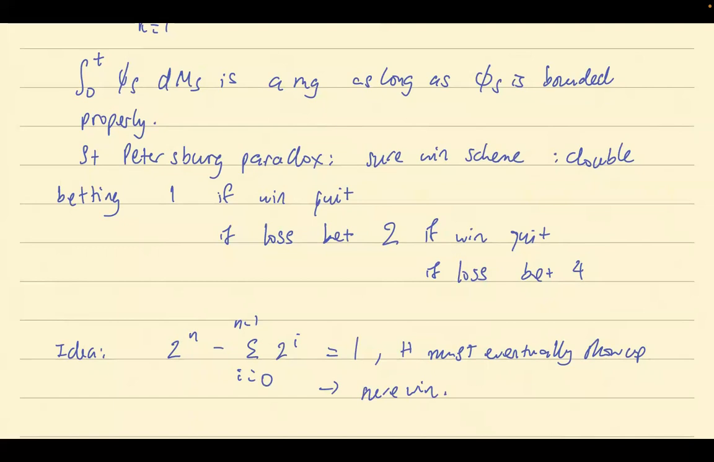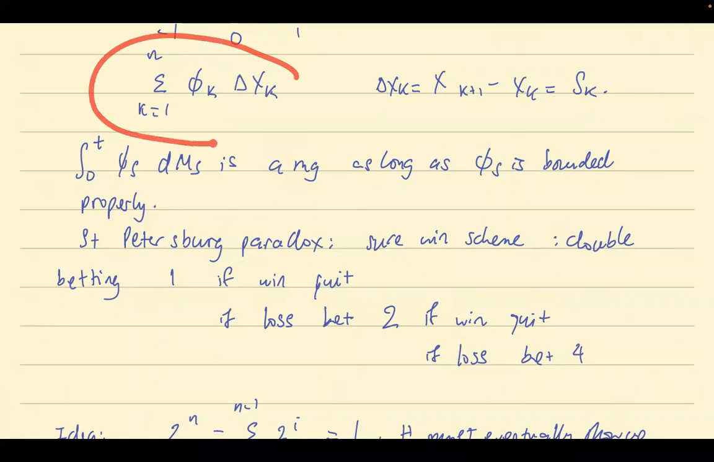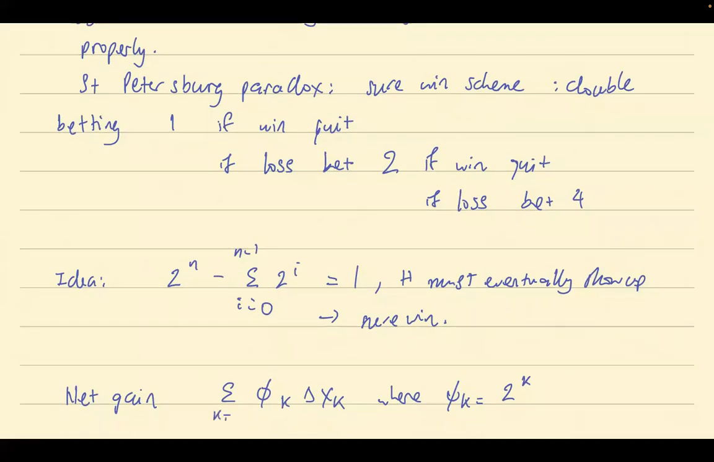On the other hand, notice that, like I said, this is a betting scheme, so it can be embedded into a martingale. So the net gain can be the sum. But what is the phi k here? Your phi k, as we say, is 2 to the k minus 1, I guess. It depends on how you sum it. If you sum from 0, then it's going to be 2 to the k.